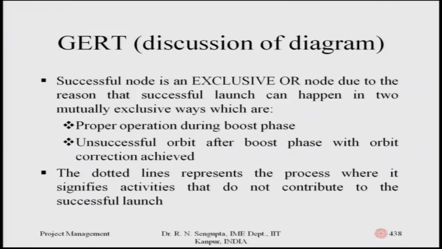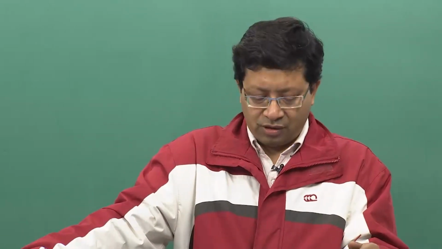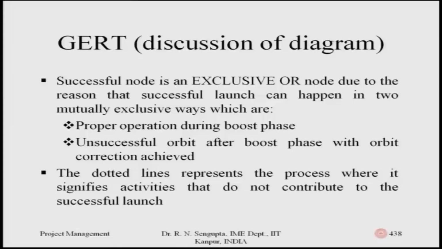So, the boost phase is basically just before the takeoff, when the cryogenic rocket or the fuel tank and all the fuel are ignited as per the technical norms, and then they lift off once it meets all the criteria. And another one is an unsuccessful orbit after boost phase, with orbit correction achieved. So, you are considering now different stages.